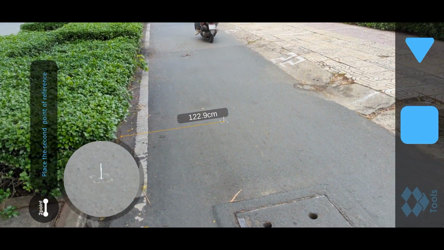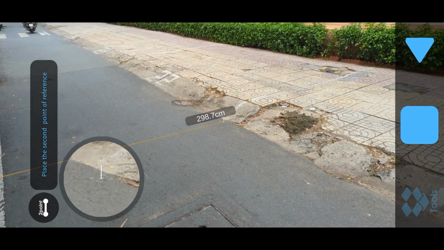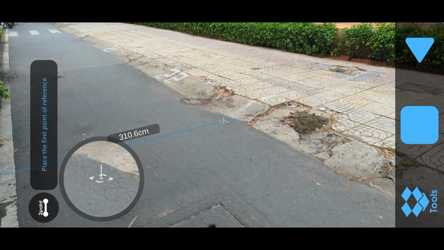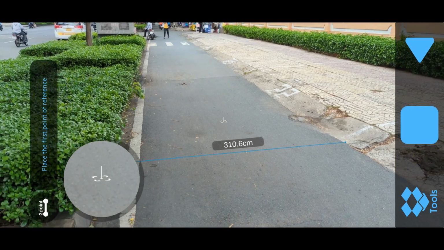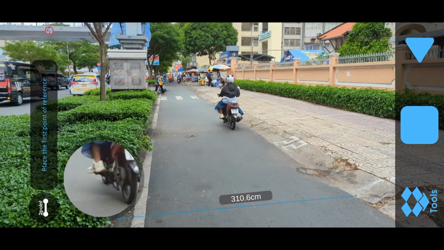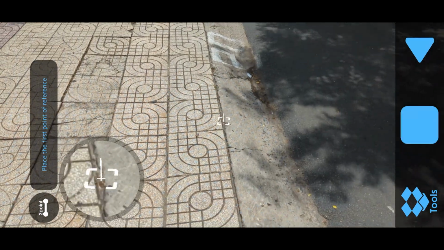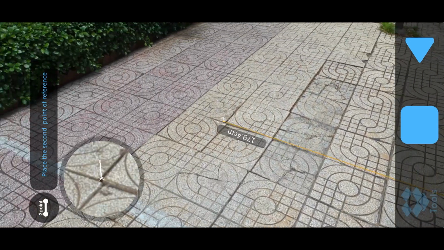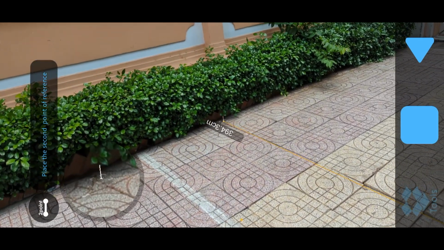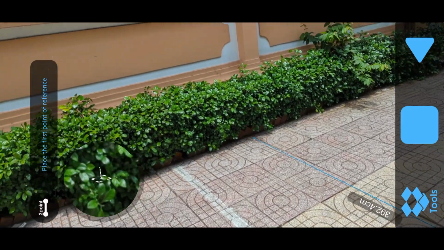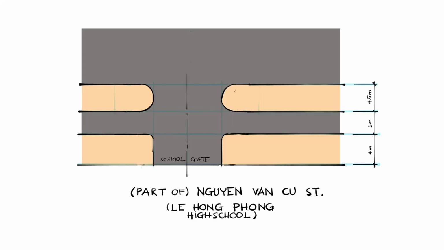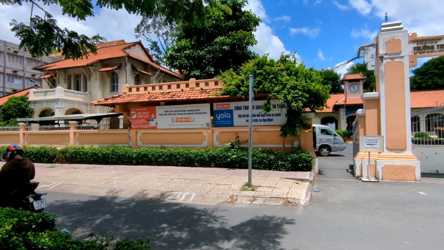The width of the small roadway is around 3 meters, which can accommodate one lane of car and some bicycles in the 20th century to move in and out. Today, that's just enough for motorbikes and bicycles, as during peak hours there are so many students and their parents coming to pick them up here. And here is the plan I've got for the area in front of Lê Hồng Phong High School.